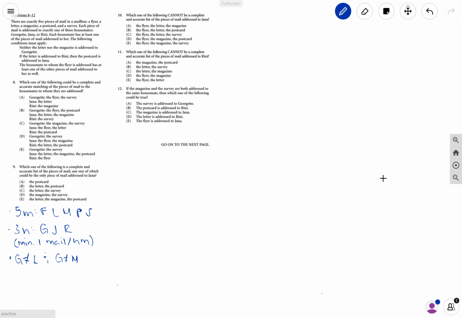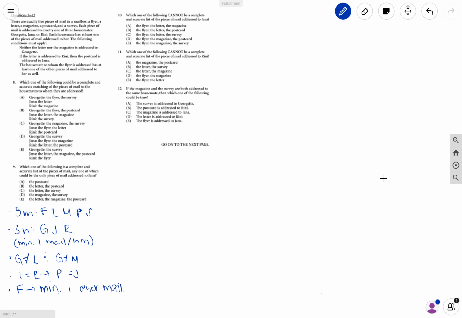If L is addressed to R, then the postcard is addressed to J. So if L is going to R, then the postcard is going to J. And the housemate to whom the flyer is addressed has at least one of the other pieces of mail addressed to her as well. So if you get the flyer, that means there's a minimum of one other mail that you get as well.